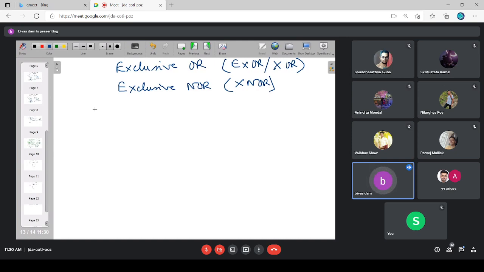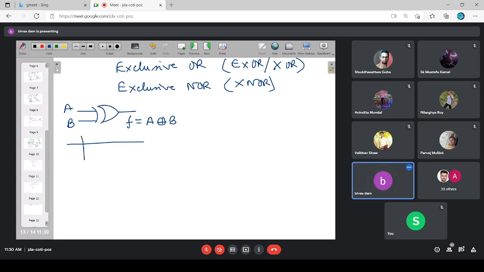For the circuit symbol of the XOR gate, F is equal to A XOR B. Expression wise, within one circle there is a plus sign. So that's the circuit symbol and the logic expression of one XOR operation.